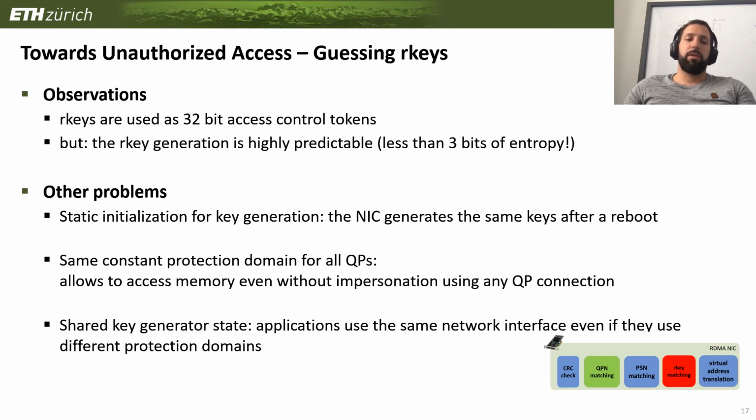And we also found that often the same protection domain is used for all queue pairs. So it basically allows access to memory even without impersonation using any queue pair connection. And also, if multiple applications share the same network interface card, they also share the same key generator state. So basically, one application is able to predict the keys of the other application just by getting its own key.